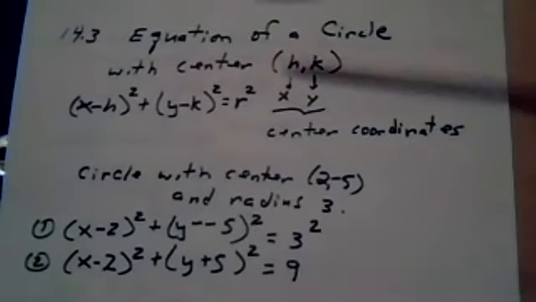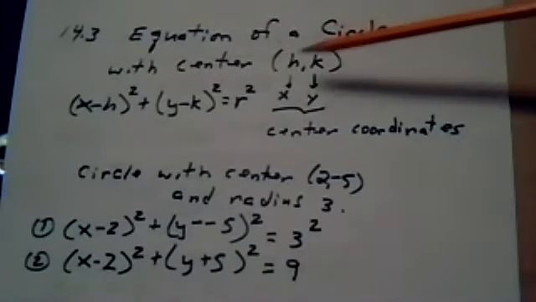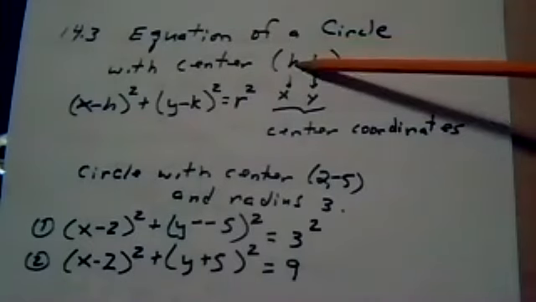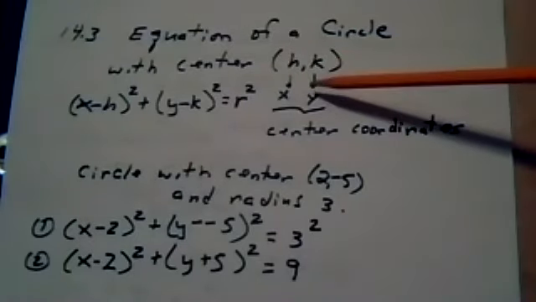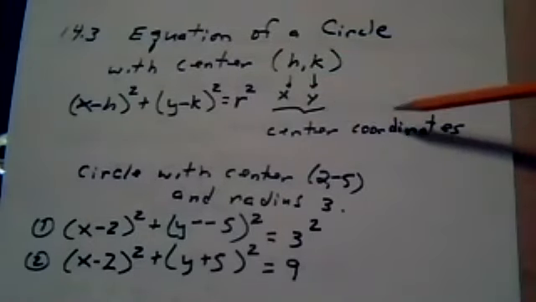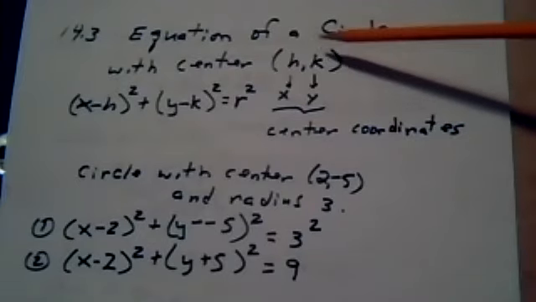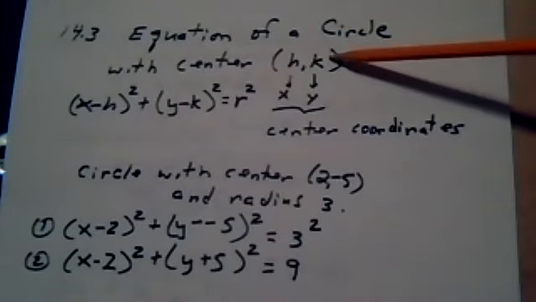Then we have the equation of a circle. The equation of a circle is the one you see here. This h and k are x and y center coordinates. So even though these are x and y, they call them h and k, just to let us know that it's the center point.